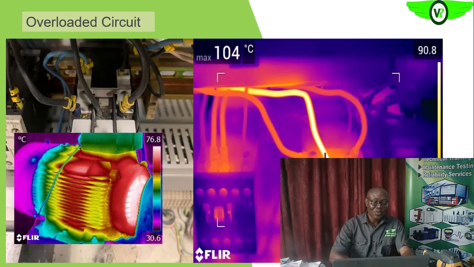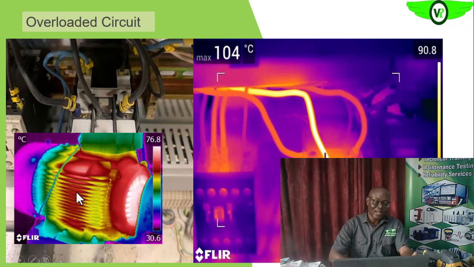Subsequently, when you come and take the thermogram or do your infrared inspection, if this equipment is dead, there is no power supply to it, you will not see any of this signature. It will appear very cool like this. Are we getting it? And it's going to be even, because the temperature of the motor will then be the same as the ambient temperature. So that will mean that the motor is not working, no power to it.